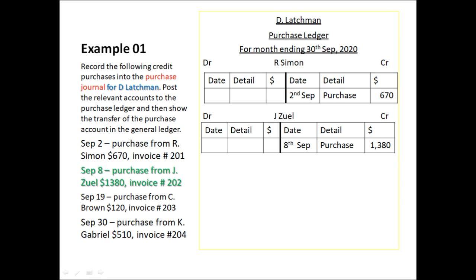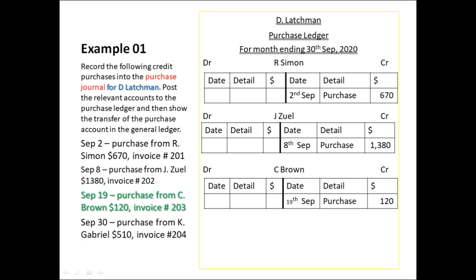Then we have the next transaction, which is the 8th of September, purchase from J. Zorel, $1,380. We have to draw a T account for J. Zorel. We do our credit and debit side. And we ask ourselves the question again. We are purchasing on credit from J. Zorel. Is J. Zorel losing or gaining anything? And the answer is that he's losing goods. He's giving us goods worth $1,380. And since he's losing goods from his business, we have to record it on the credit side.